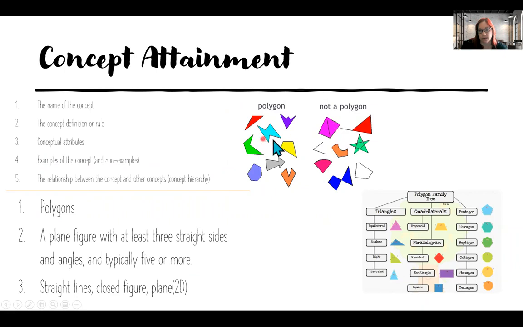And so with students, I might talk about what makes this a polygon and what makes this not a polygon. And so here we can see this is actually a 3D figure, not a plane figure. So that's why this is not a polygon. This one is not closed. This ends up being like 2 connected polygons, or this one has an extra line segment. So you can see that some of these are examples and non-examples, and some of them are regular and irregular.